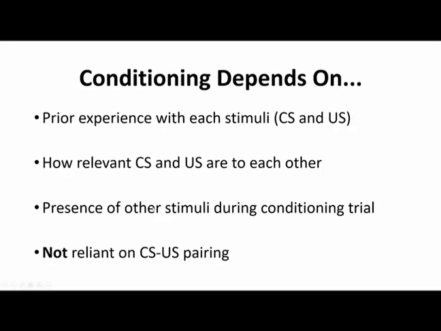So some things that we want to keep in mind when we're looking at conditioning is the idea that conditioning can depend on our prior experience with each of our stimuli, whether we have seen our CS or our US before the conditioning setup. It also matters how relevant the CS and US are to each other. It's a lot easier to use a CS that belongs or fits with a particular US. The presence of other stimuli during a conditioning trial can also affect how that conditioning proceeds. And one last thing to keep in mind is that not all conditioning is reliant on a direct CS-US pairing.